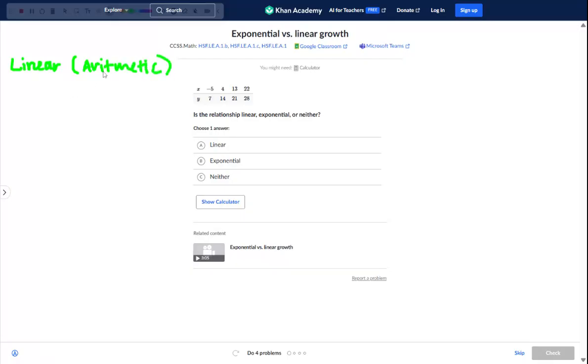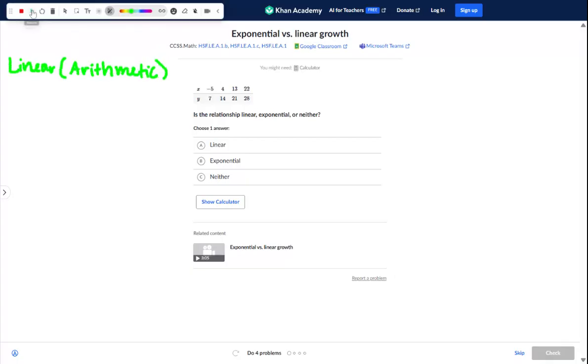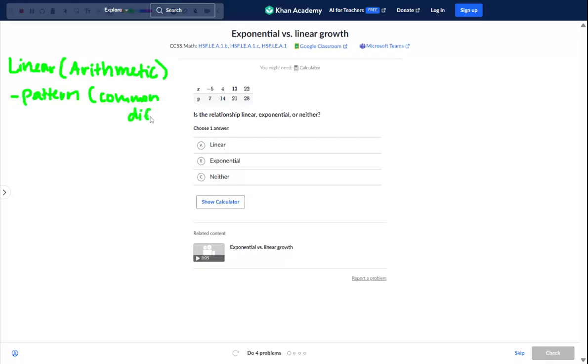sequence. Linear, arithmetic. So remember, the pattern is that common difference, right? Basically, the pattern is we're adding or subtracting. We're going to be adding or subtracting for linear.